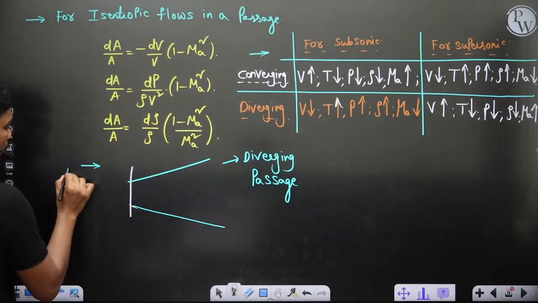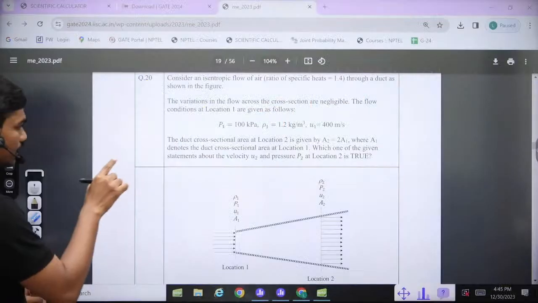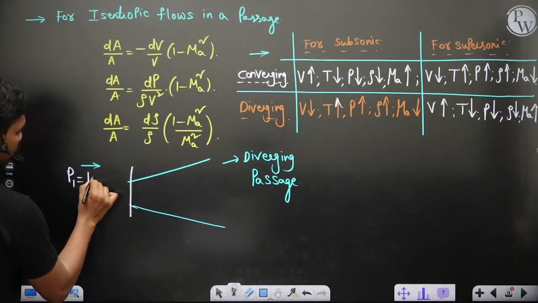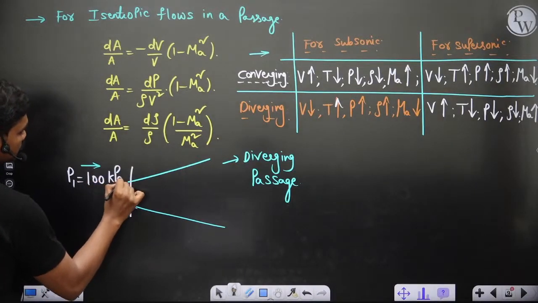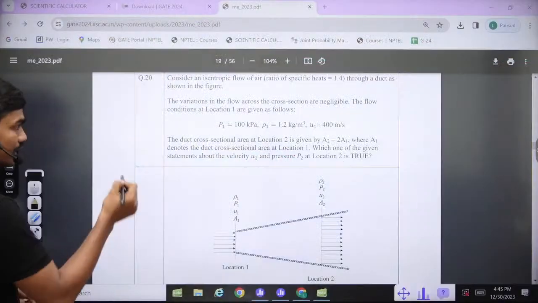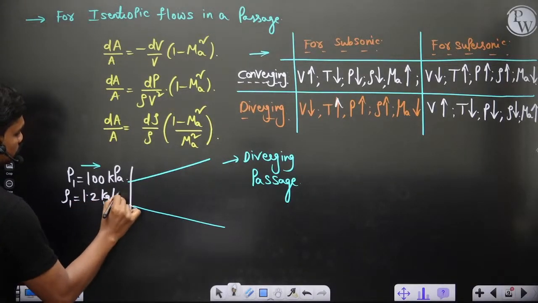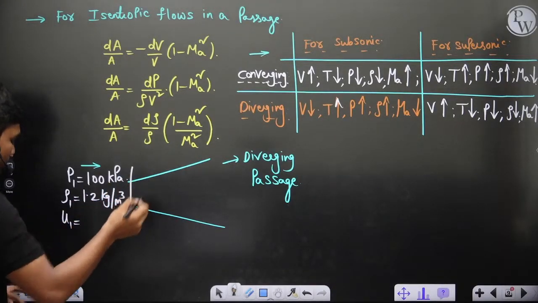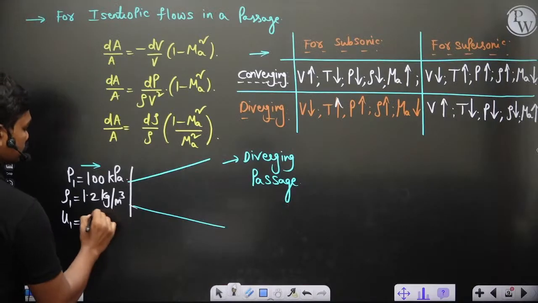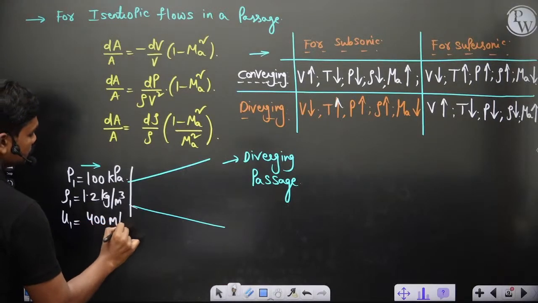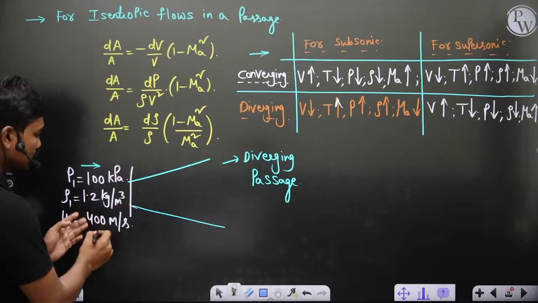We have P1 equal to 100 kilopascals. Rho 1 is the density of the air, which is 1.2 kg per meter cube, and the velocity U1, which they have denoted with U, is 400 meters per second.